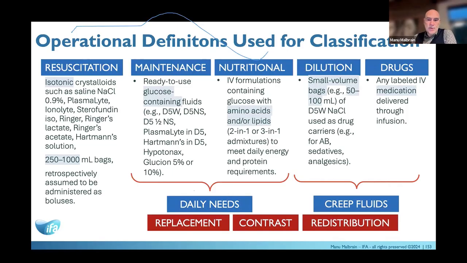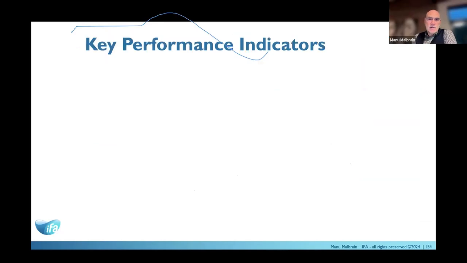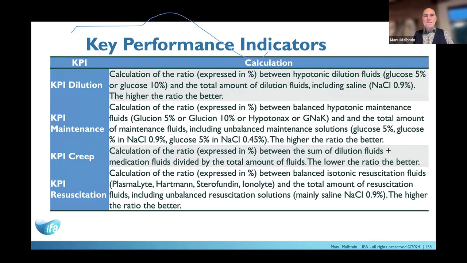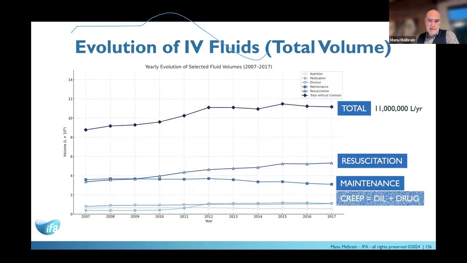Now, we could not retrospectively define replacement or redistribution fluids, and we omitted the contrast solutions. We defined some key performance indicators like the fluids per patient, the fluids per day, and we looked at dilution, maintenance, creep, and resuscitation fluids. So the best dilution is glucose, the best maintenance is hypotonic balanced, creep should be avoided as much as possible, and resuscitation should be isotonic balanced.